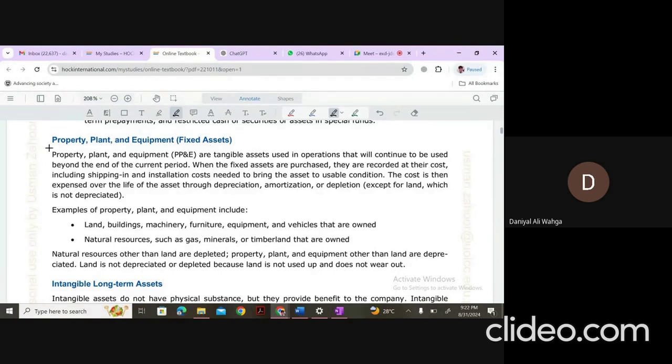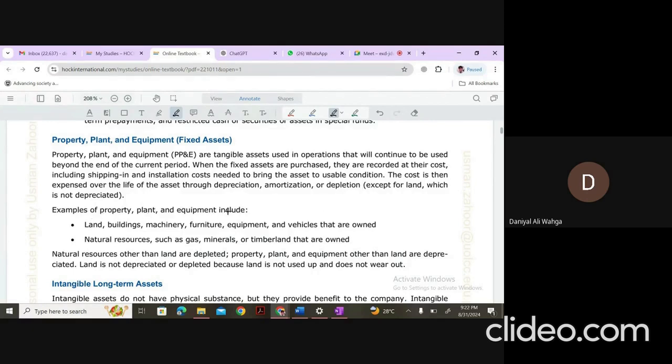So here it says that property, plant, equipment are tangible assets used in operations that will continue to be used beyond the current period. Normally, they have an accounting life of more than one accounting period. It's another part of the definition: those assets which are used for more than one accounting period are known as property, plant, equipment, or non-current assets. These are fixed assets purchased. They are recorded at their cost, including shipping and installation cost. There are certain costs which are included, known as directly attributable costs. The cost is then expensed over the life of that asset through depreciation and amortization.